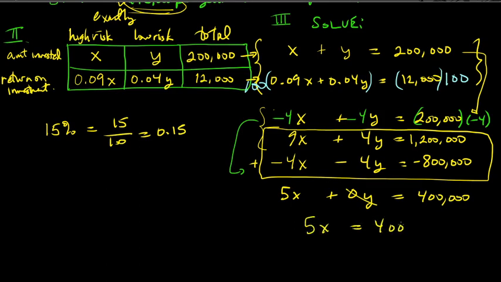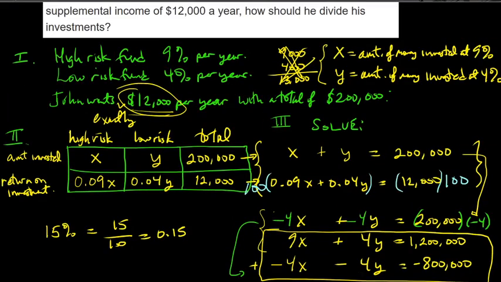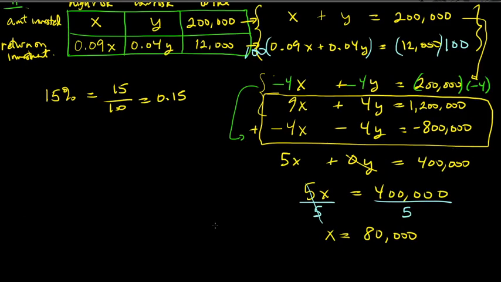So now we can solve for x just by dividing by 5 on both sides. Right, so 5 divided by 5 is 1. So we get x equals 80,000. And this is the amount of money, right? This is in dollars. So $80,000.